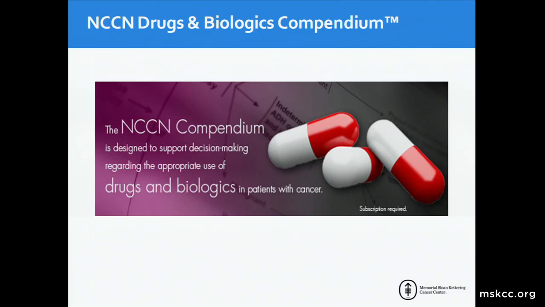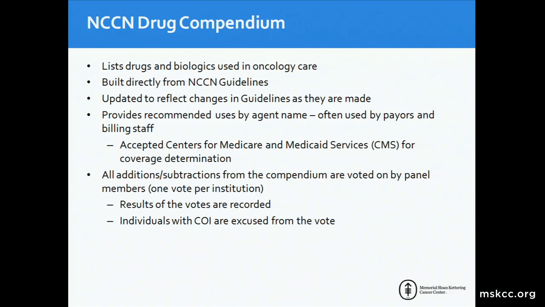The NCCN Drugs and Biologics Compendium arises directly from the guidelines. Each node where there's a drug recommendation is recorded in the NCCN Compendium, and it's updated continuously, to the bane of my existence, because I'm re-editing this like 3 times a year.